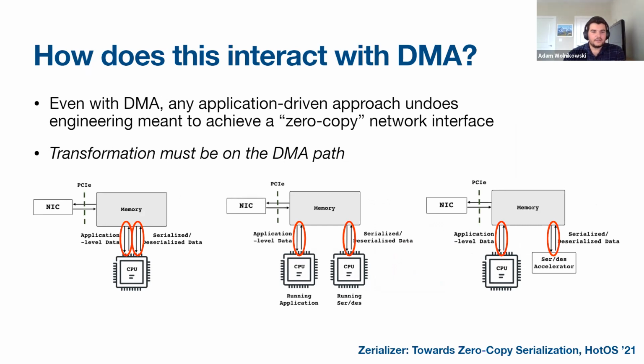Even with DMA, any accelerator-driven CPU or accelerator approach undoes all of the engineering meant to achieve zero-copy network interfaces. As I've mentioned before, repeatedly, the serialized data travels up the memory hierarchy and back down in each of these schemes. It also uses the cache inefficiently, since the encoded data is only touched once before it's decoded. And ultimately, a true zero copy approach requires the NIC to be able to decode the messages before a DMA transfer into main memory or the last level cache.